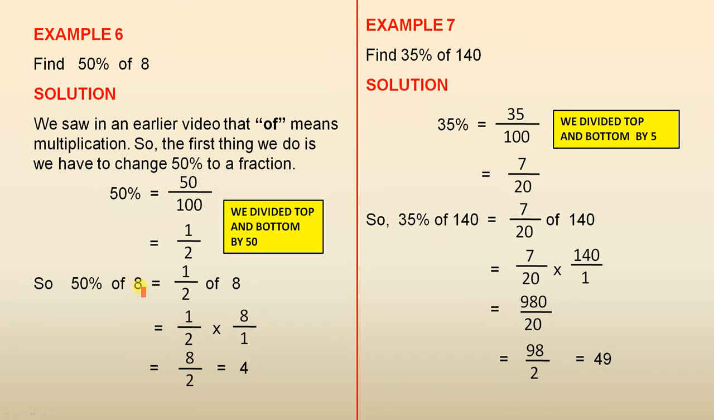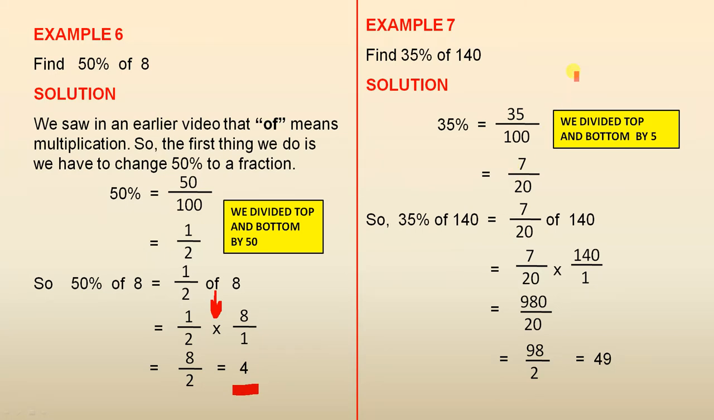So 50% of 8 is a half of 8, which is a half times 8 over 1, because of means multiplication. Multiply the numerators together. 1 times 8 gives you 8. Multiply the denominators together. 2 times 1 gives you 2. 8 over 2 is 4. So 50% of 8 is 4.